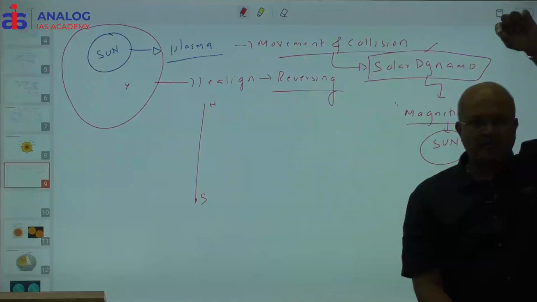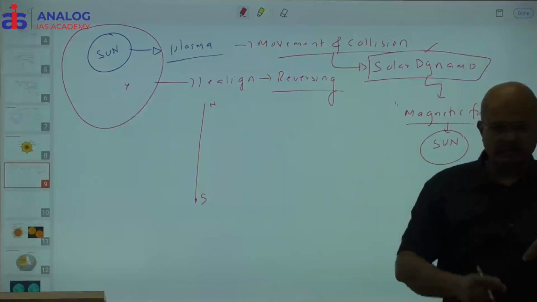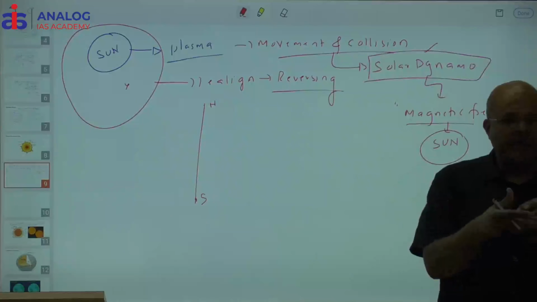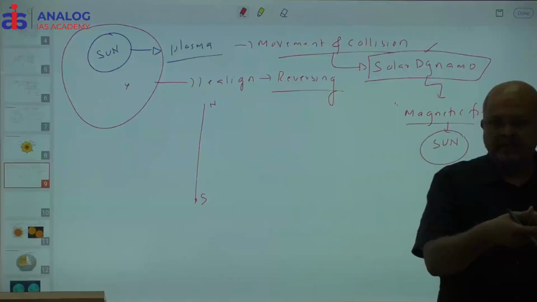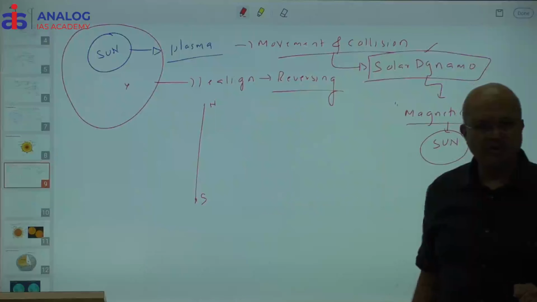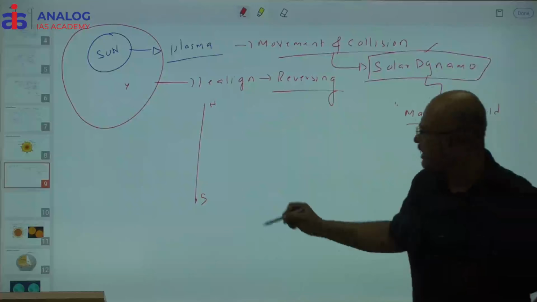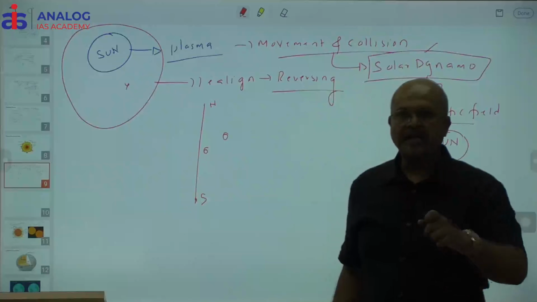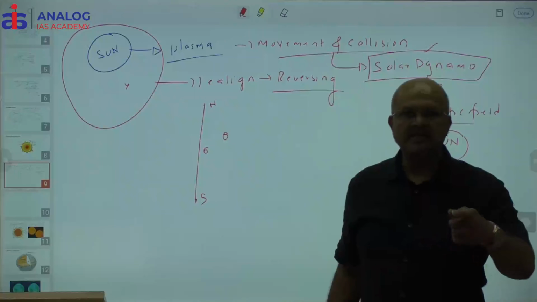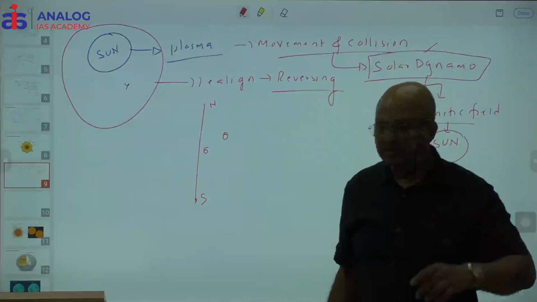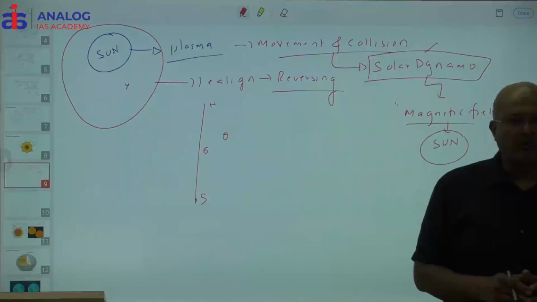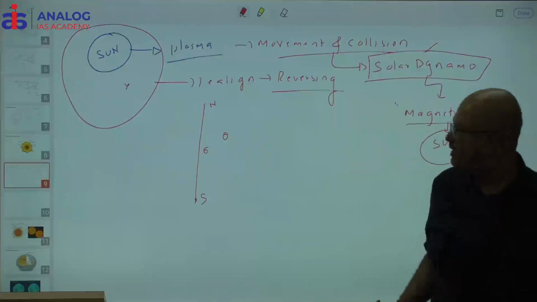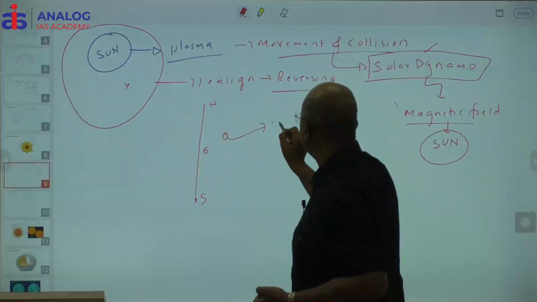Now bring one part of the thread downward, and the other part of the thread. When you do that, in the central portion it will develop a knot. When the sun changes its polarity, it will develop knots. And these knots are nothing but dark spots. Refer to them as sunspots. So sunspots are the result of magnetic reversal.